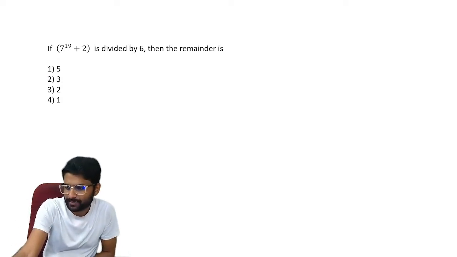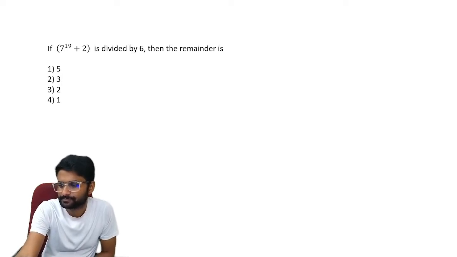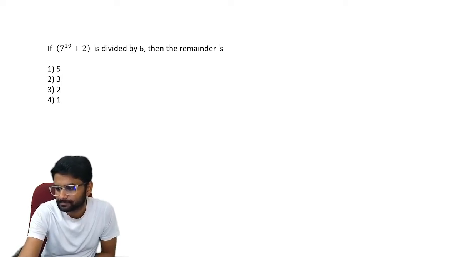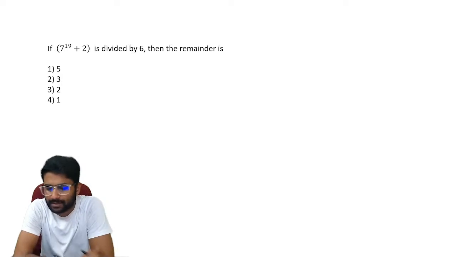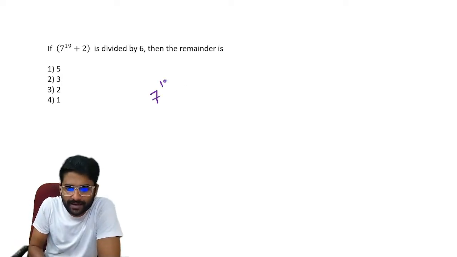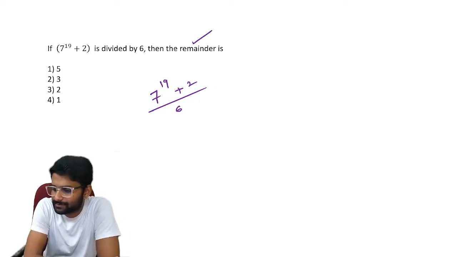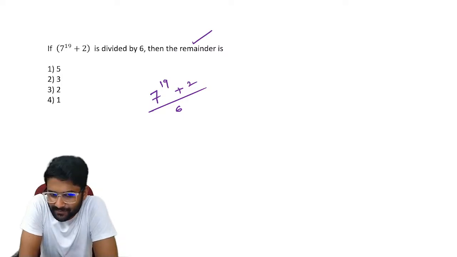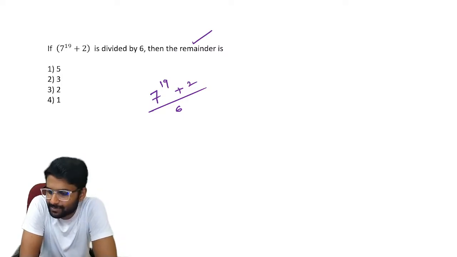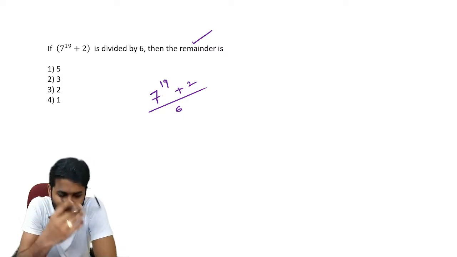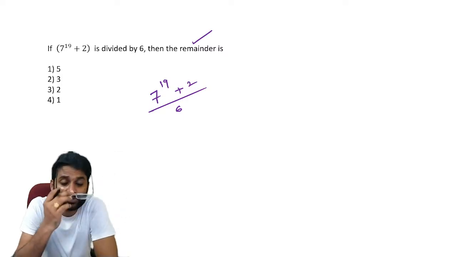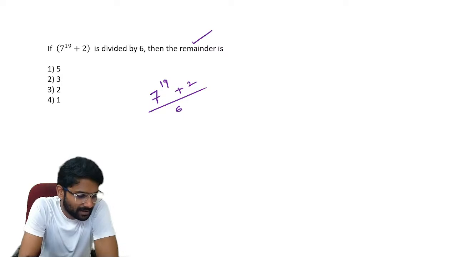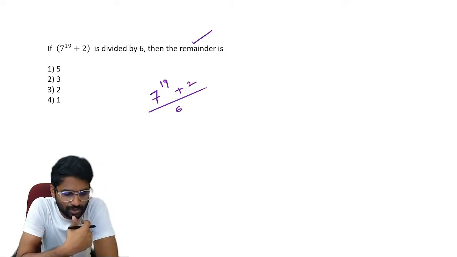Again, try to answer this question from Raman's concept. So here the question: if 7 power 19 plus 2 is divided by 6, now find the remainder. Find the remainder when 7 power 19 plus 2 is divided by 6. Try to answer this question and post your answer in the comment section. Guys, still if you have any doubts, please let me know in the comments.